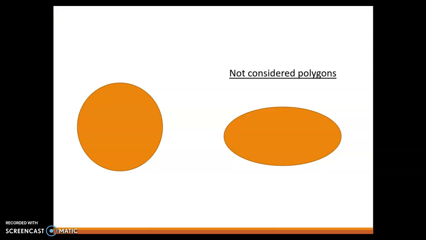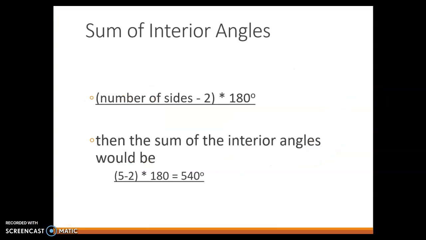As mentioned earlier, a polygon does have to have straight sides, so some shapes that are not considered polygons would be our circle and ellipses, or circle and oval. This is our ellipse, the mathematical name there, another name for oval.